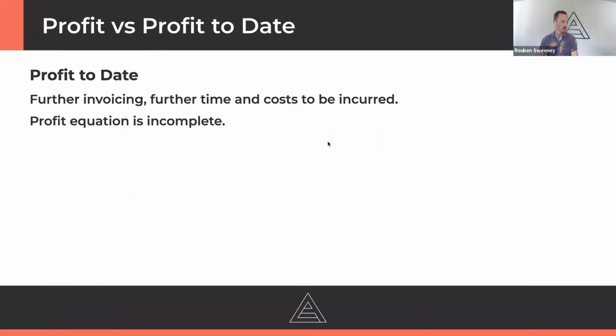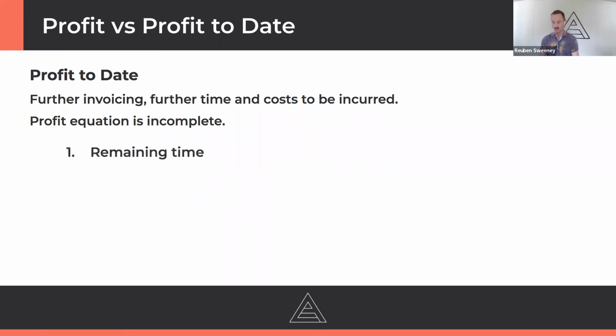Cool. Profit to date. Now, we can't do the same thing with profit to date. Why? Because there's more invoicing to come. There's more time and costs to be incurred, and our profit equation is incomplete. So if we are going to use the word profit, it would be more accurate to use the words profit to date on a job that is in progress.